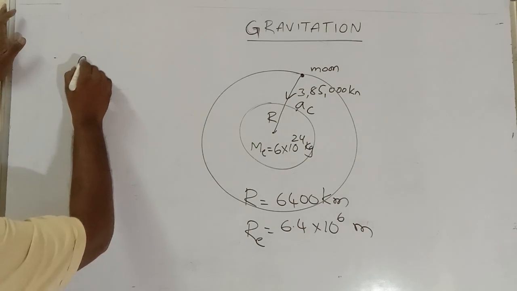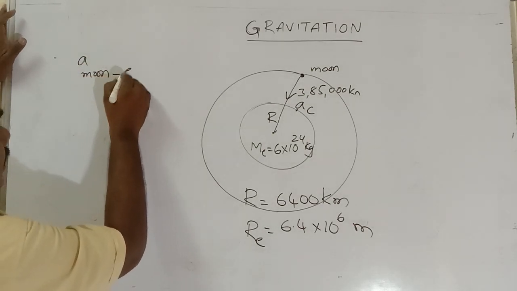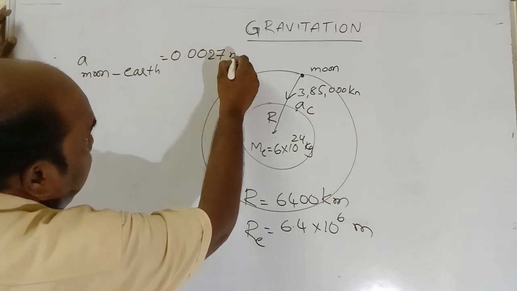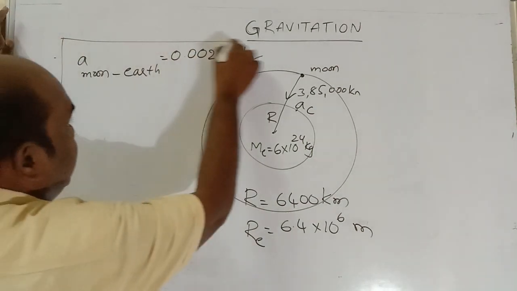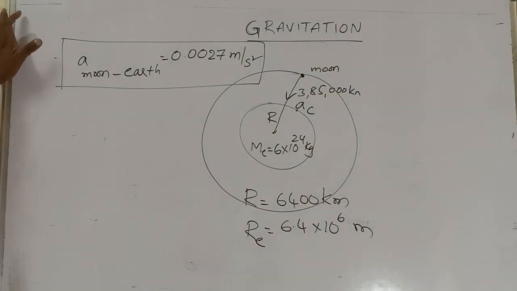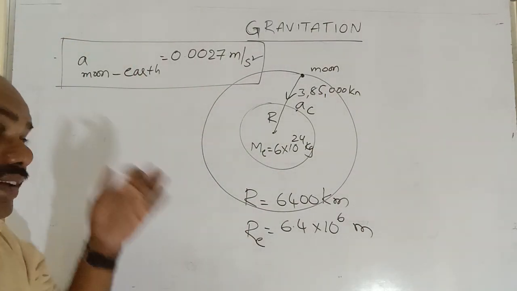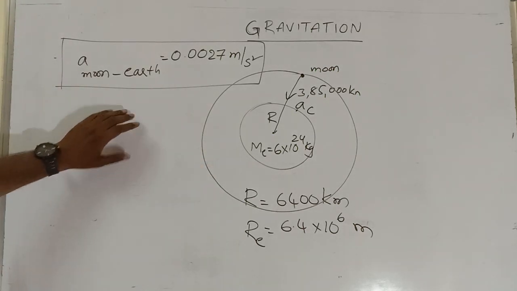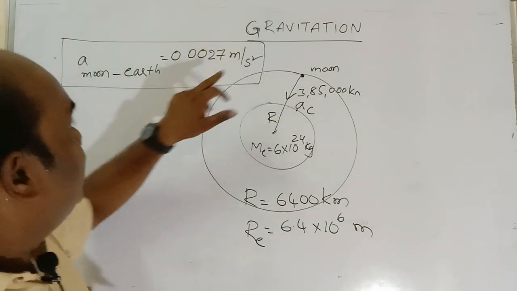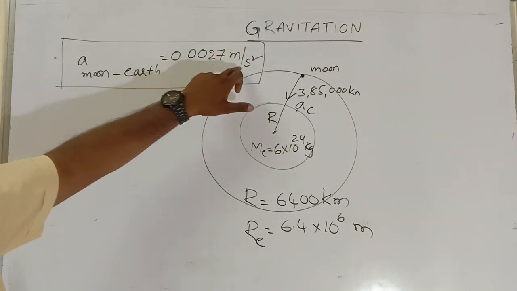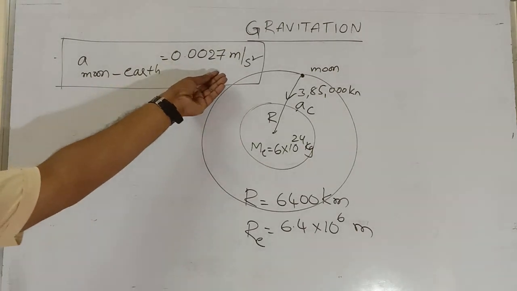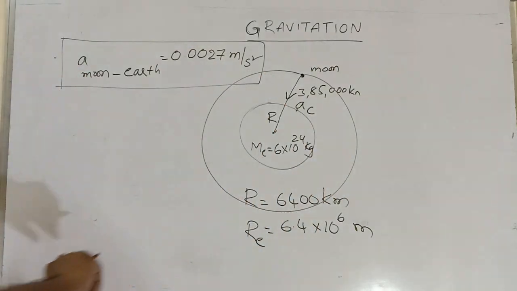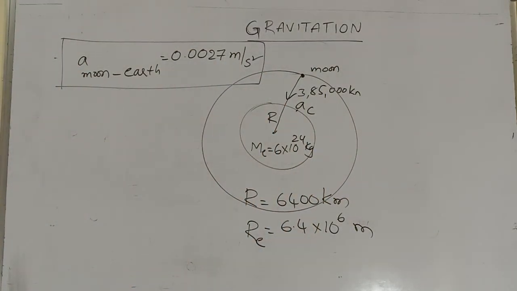Now what is the acceleration of the moon towards the earth? The acceleration of the moon towards the earth is 0.0027 meter per second square. All these derivations you will learn in higher grades, but I will tell you the procedure in the next video. If possible, in this video only we will see that the acceleration of the moon towards the earth is 0.0027 meter per second square. Very small acceleration. With this acceleration, the moon is revolving around the earth. Note down this point also, children.